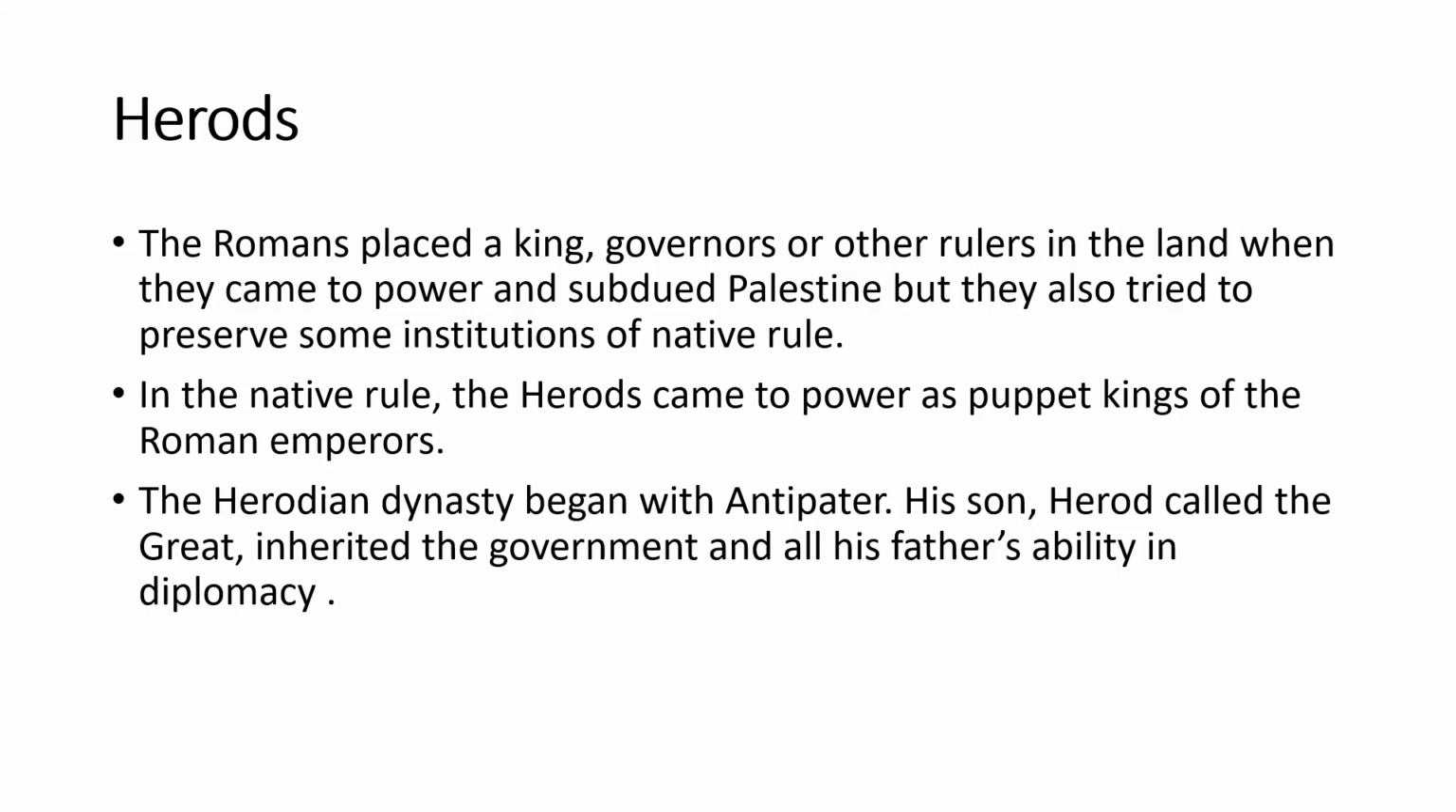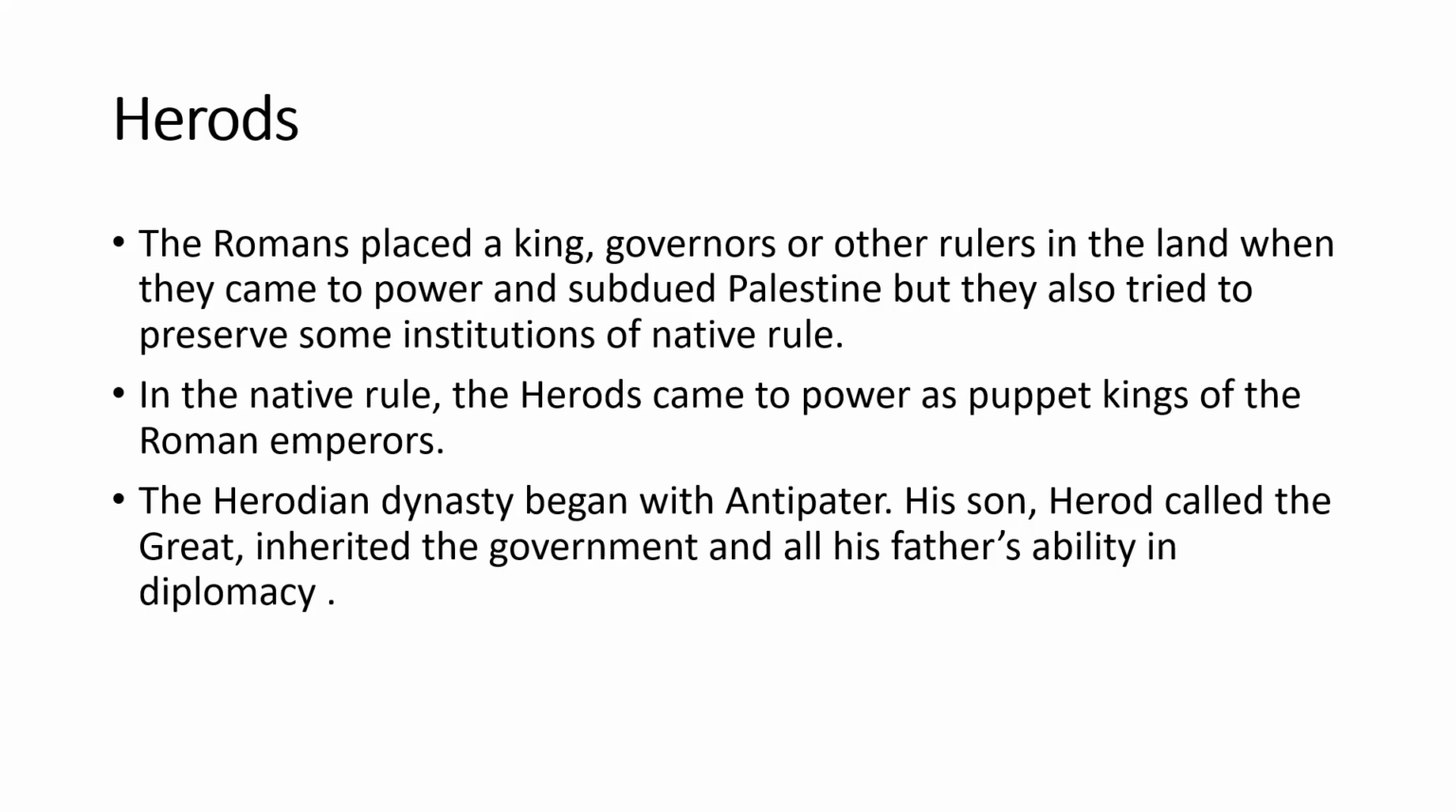In the native rule, the Herods came to power as puppet kings of the Roman emperors. Puppet kings meaning they don't have the ultimate authority. They are commanded by the Roman Empire and they are under the Roman emperor. They do not have ultimate authority, but they act as rulers of that particular place where they are appointed. And in our case it is Palestine.